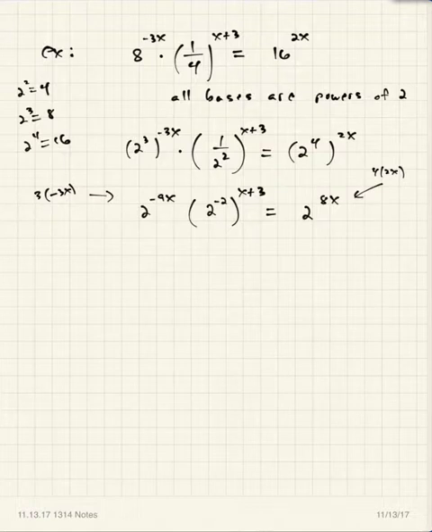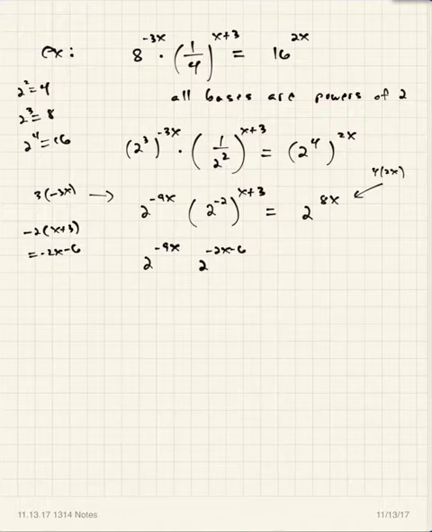Still have a little bit of work to do here, because remember, you need a base to a power equals the same base to a power, and I don't have that yet. So you have 2 to the negative 9x times, and then you multiply these exponents. So this would be 2, and you have to use the distributive property there. That's negative 2 times x plus 3 is negative 2x minus 6. So this is 2 to the negative 2x minus 6 power equals 2 to the 8x power.